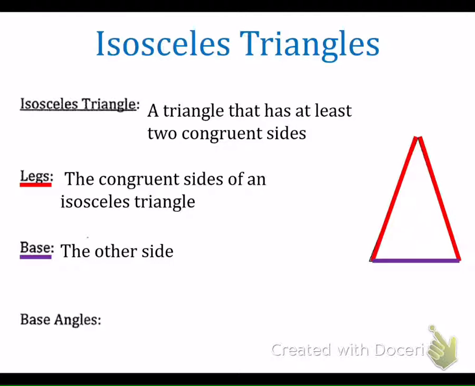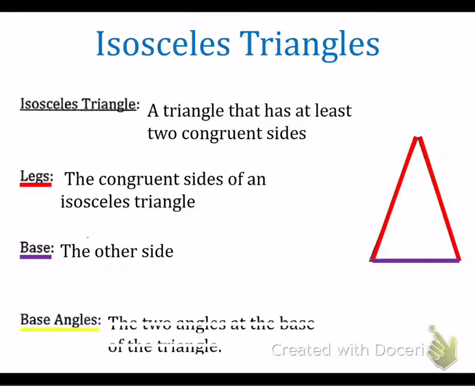Sometimes it sits on the base, sometimes it doesn't. So don't be misled that the base is always the part that it's sitting on. That is not true. The base is the third side, the one that's not congruent to the other two. And then by the base, you'll have two angles. Those are called base angles. So they are across from the legs. So if you're looking at the two legs, across from one leg, you have a base angle. Across from the other leg, you have a base angle.